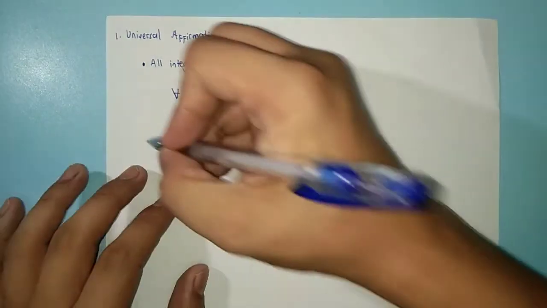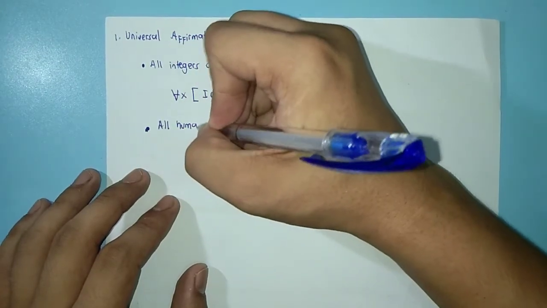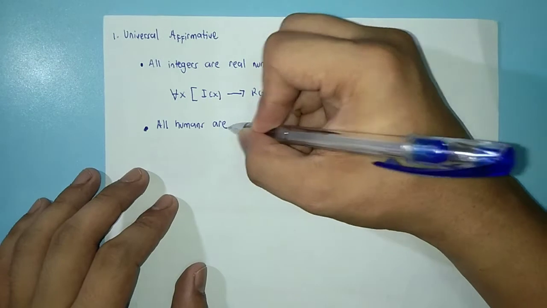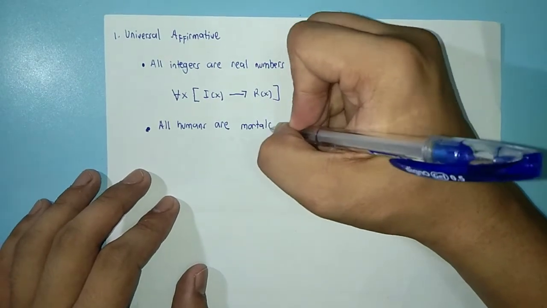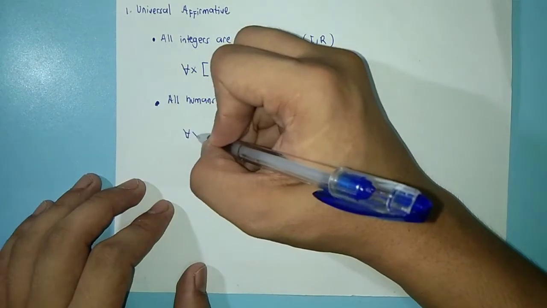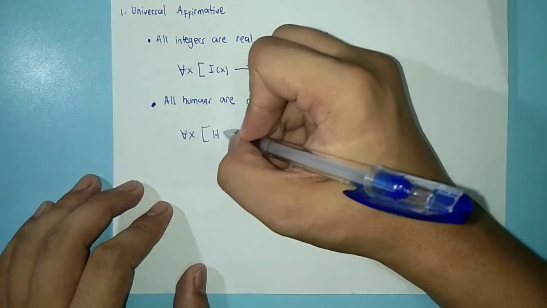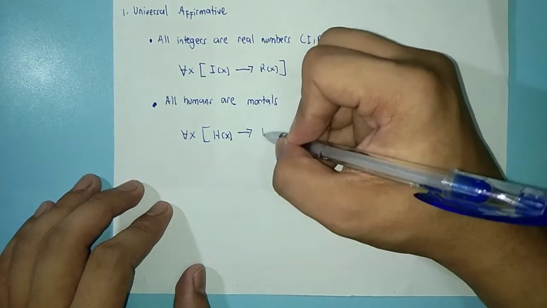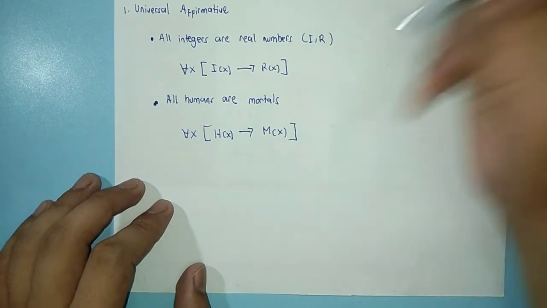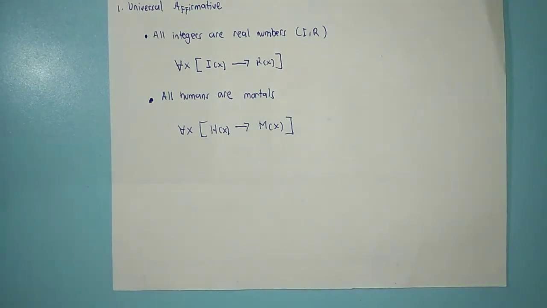Okay, so another example, all humans are mortals. Okay, so yan naman, sisymbolize natin yan as for all x, h of x implies m of x. Okay, so human implies mortal.